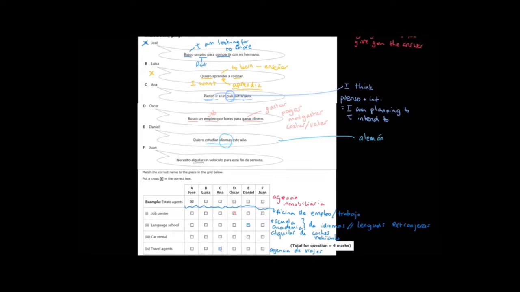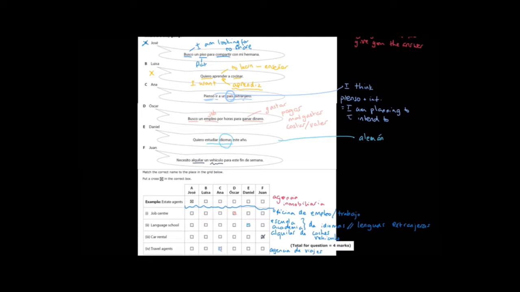Remember, alquiler de coches, alquiler de vehículos is car rental, para este fin de semana. Notice again, they've used the word vehículo rather than coche. So Juan goes to the car rental. Okay, and that's it. As you can see, it's not a massively complicated activity as long as you know the vocabulary. If you don't know the vocabulary, you haven't got a chance. You just need to know the vocabulary.